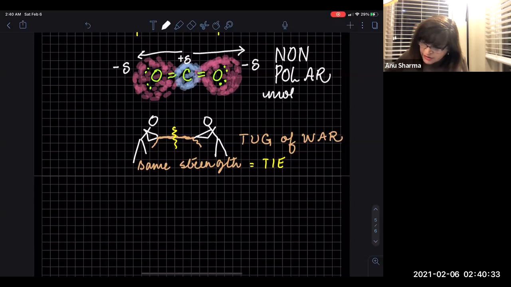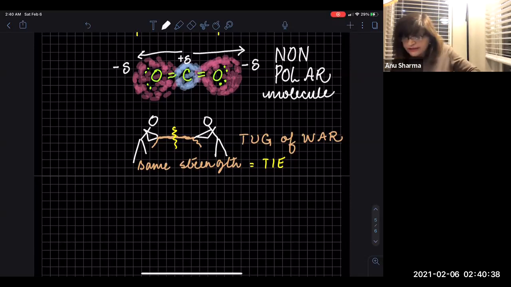A non-polar molecule means that nobody wins. In polarity, one side is winning. It's all like love for electrons in the end, electronegativity. But if it cancels out, then no one wins.